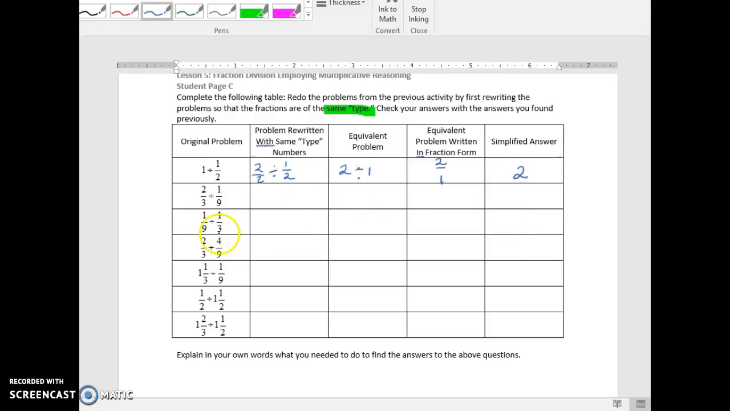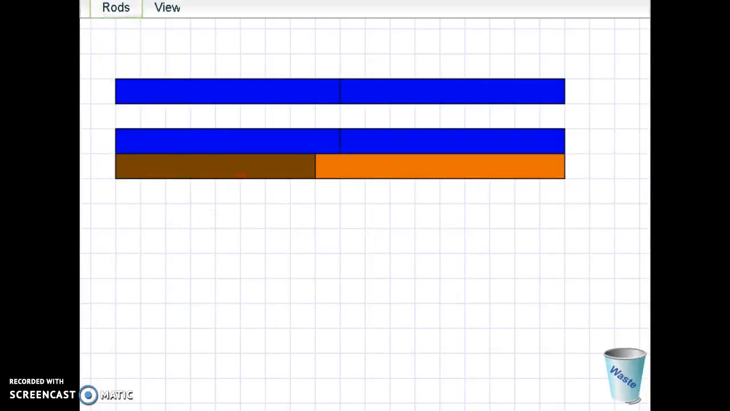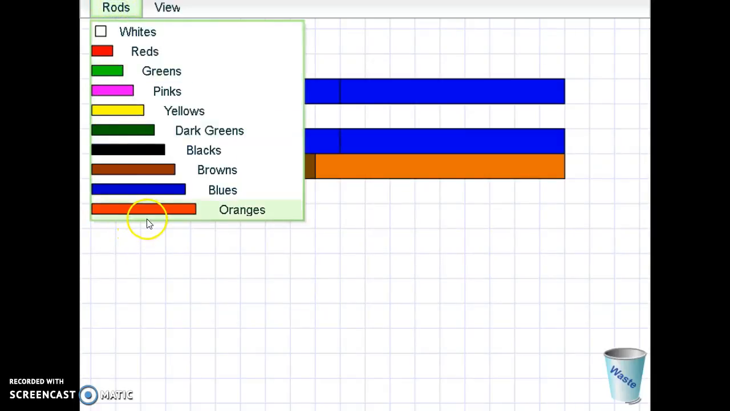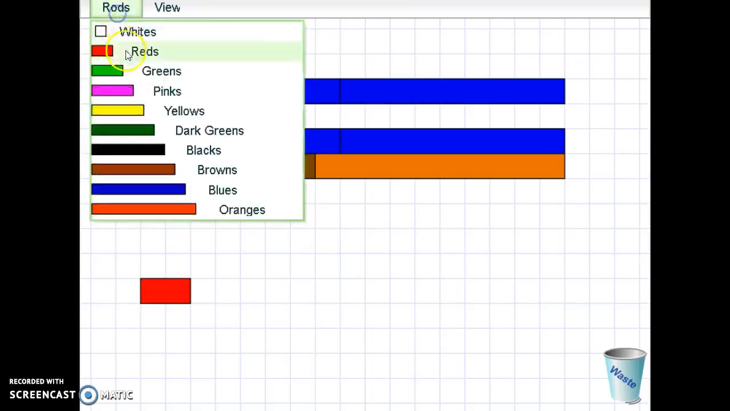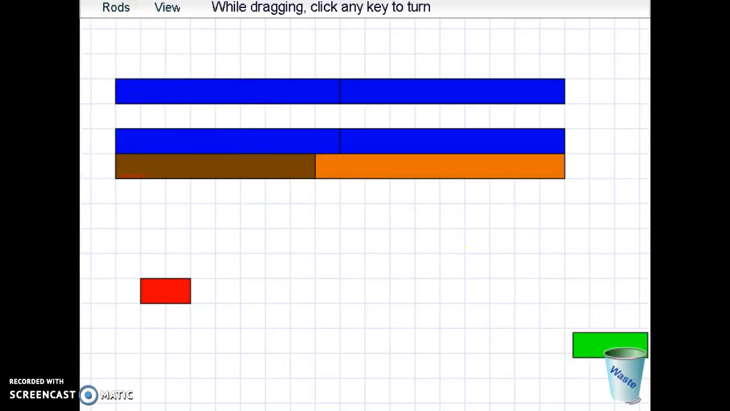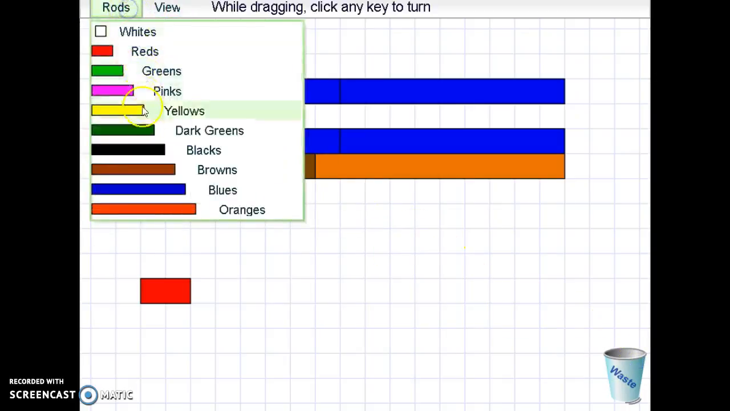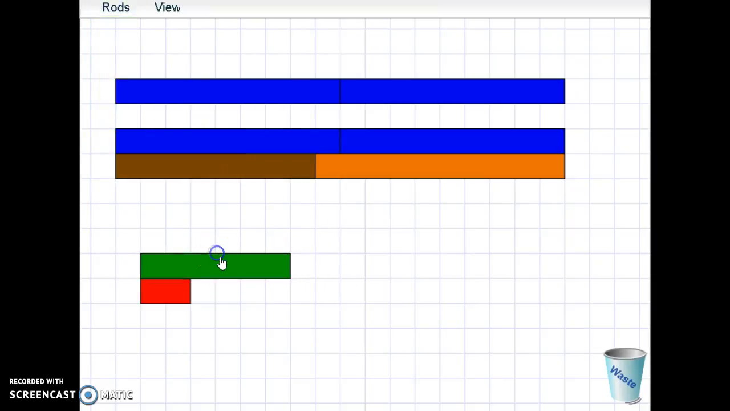Okay, let's look at 1/9 divided by 1/3. That tends to be a little bit trickier. We know that 1/9 is red, and 1/3 is our dark green. So if we go back to our Cuisenaire rods, we want 1/9, which is our red one, divided by, oops, not the light green, but the dark green. And that's how we displayed it last time.